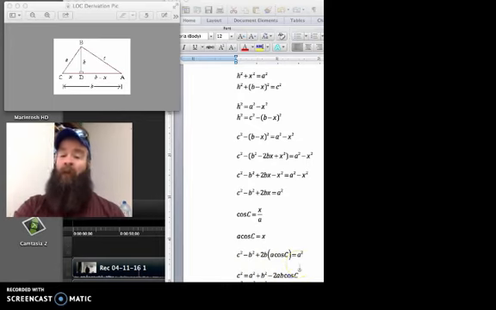Now if you cover over the negative 2ab cosine c, you see you get c squared equals a squared plus b squared, which is the Pythagorean theorem. That makes this a lot easier to memorize, but it also tells you, you're going to learn this later, that the Pythagorean theorem is actually a special case of the law of cosines.